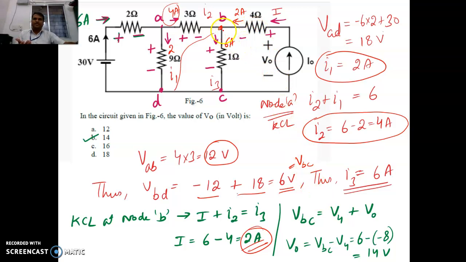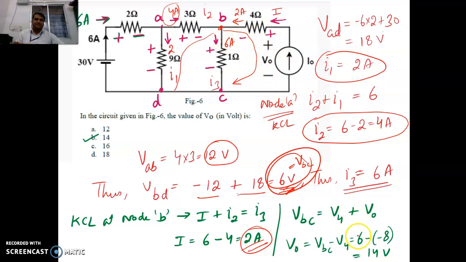We just need to find the voltage between this and this, which is known to us: 6 times 1, 6 volt. Whatever the voltage is, it must be divided between them. So 2 times 4, we have 8 volts over here. The polarity is different, this is minus and plus.